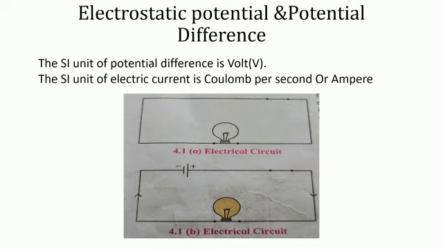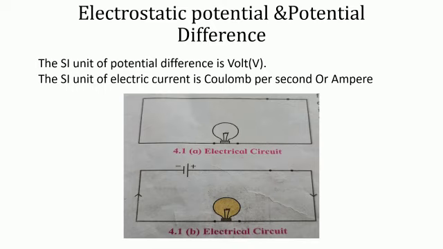Electrostatic potential and potential difference. We have studied that water or liquid flows from a higher level to a lower level. Heat always flows from a body of high temperature to a body of low temperature. Similarly, positive charges flow from a point of higher electric level to a point of lower electric level. This electric level deciding the direction of flow of electric charges is called electrostatic potential.